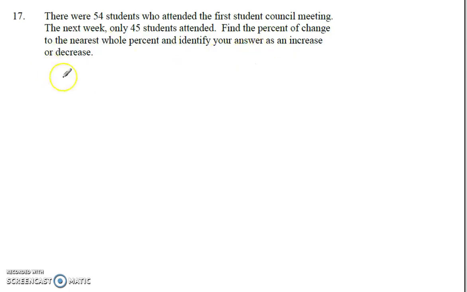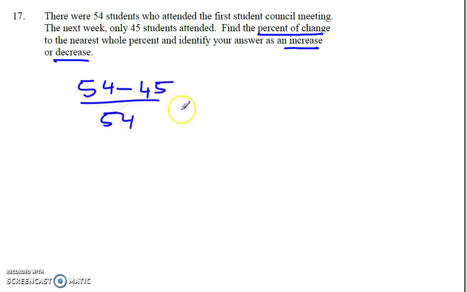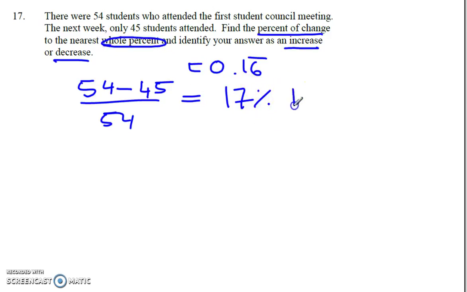54 students who attended the first meeting, then 45. We want to know the percent of change, and to identify it as an increase or decrease. So we find the difference and put it over the original. It's that easy, and that is 17%. That comes out, by the way, to be 0.16 repeating, but it says the nearest whole percent, so please read the instructions closely, and that is an increase. All right.